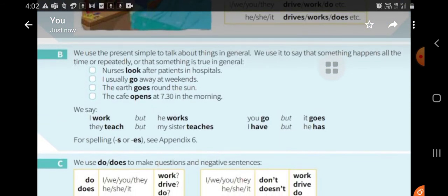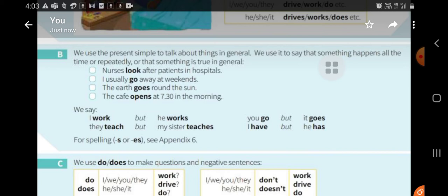Now you can see rule B. We use present simple to talk about things in general. We use it to say that something happens all the time or repeatedly. When some action happens all the time, or when some actions are happening repeatedly, or something is generally true, then you can see the example.